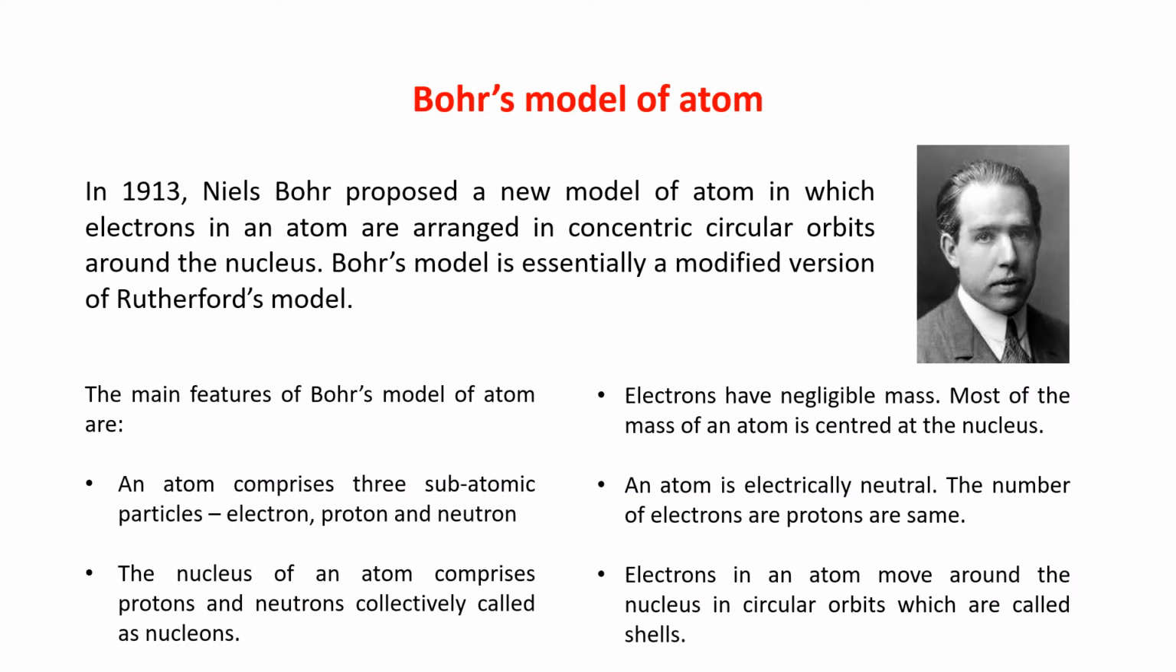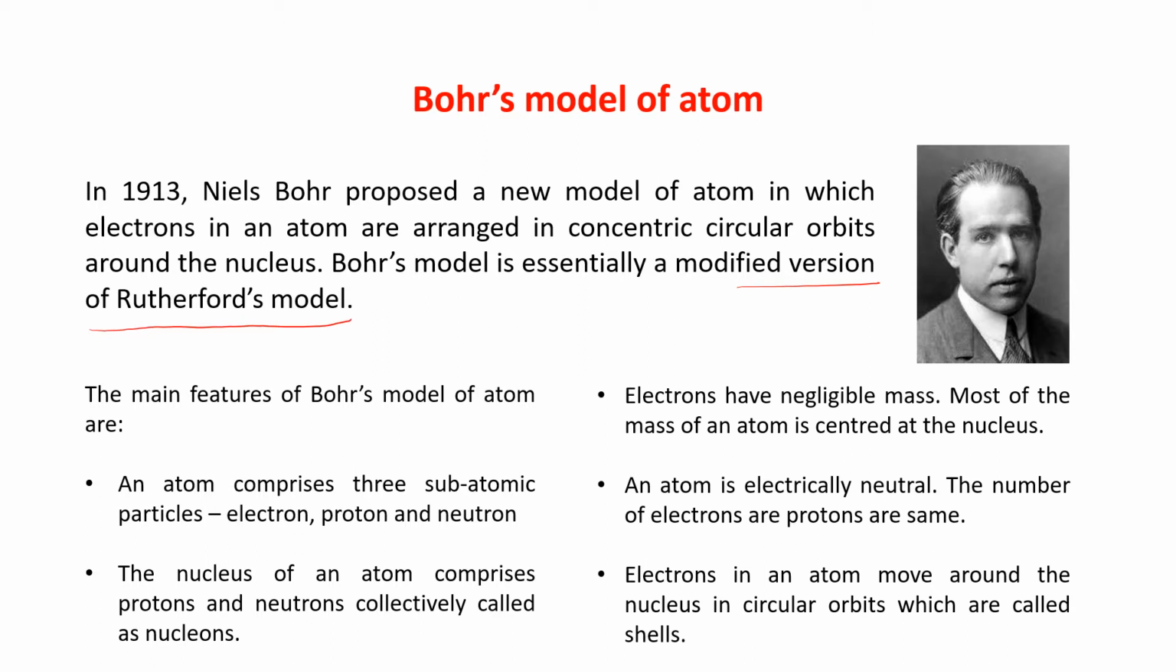Bohr's model of atom. In 1913, Niels Bohr proposed a new model of atom in which electrons in an atom are arranged in concentric circular orbits around the nucleus. Bohr's model is essentially a modified version of Rutherford's model.